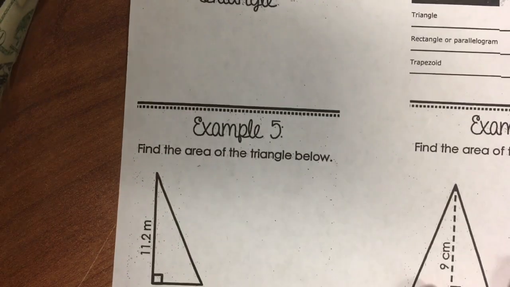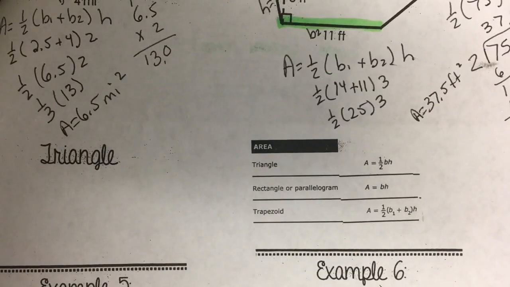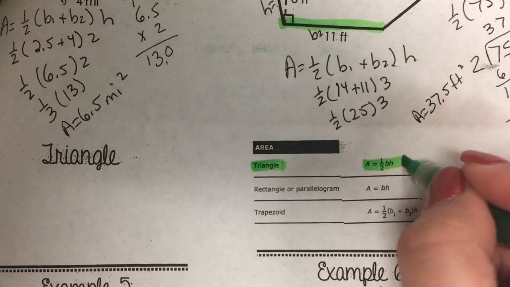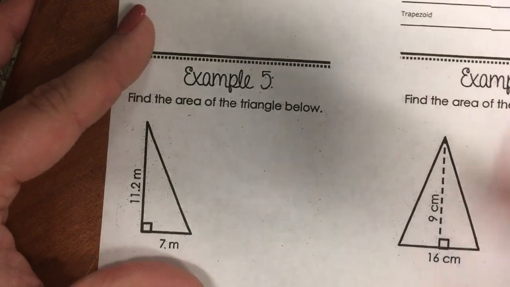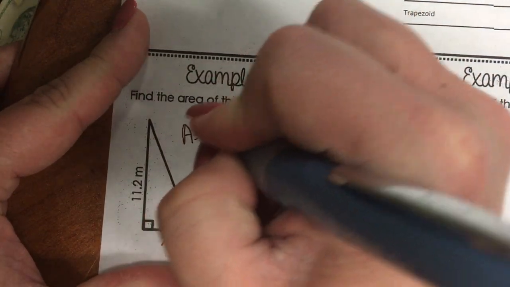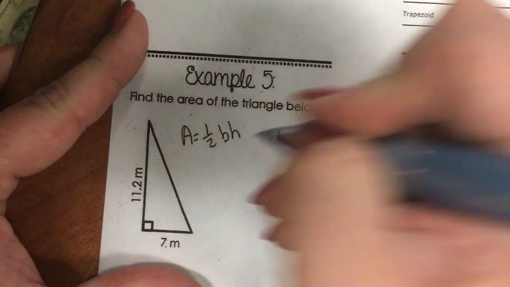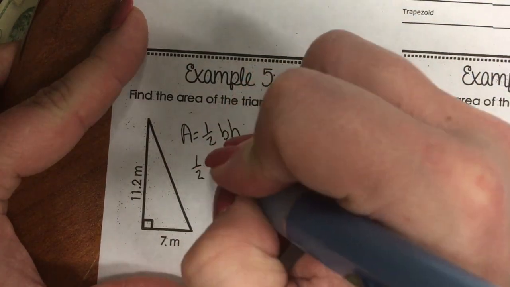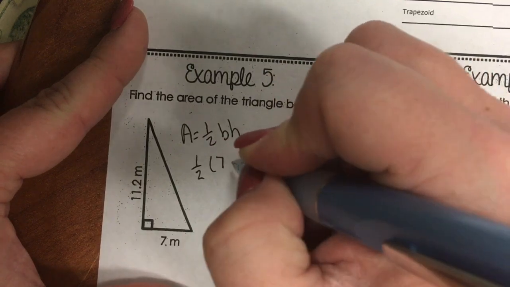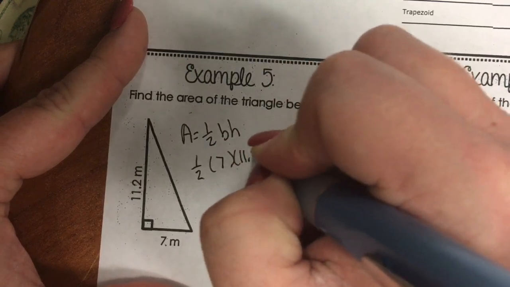Then we have triangles. On your reference material, you would find the formula that you need. So it's a triangle, and that's 1/2 base times height. The area of a triangle is 1/2 base times height. My base and my height meet at that right angle. So this is 1/2 of 7 times 11.2.